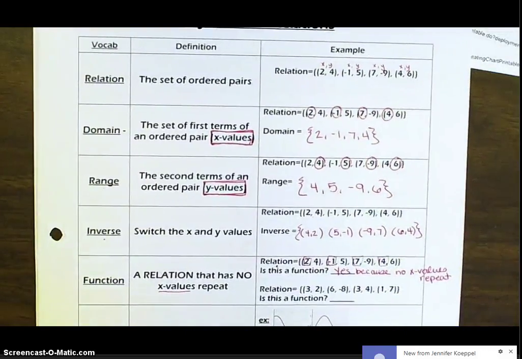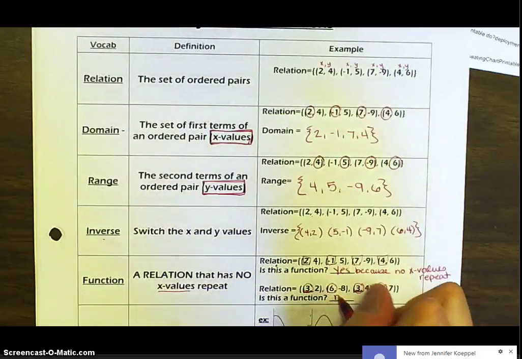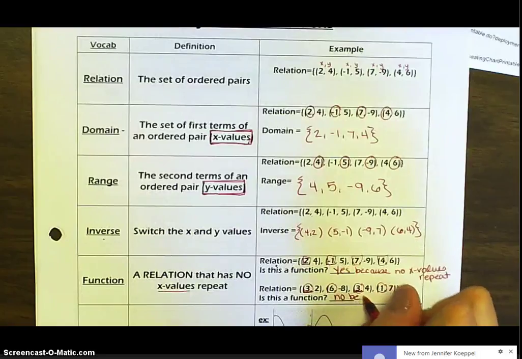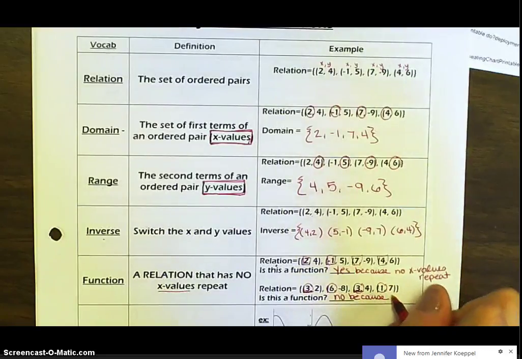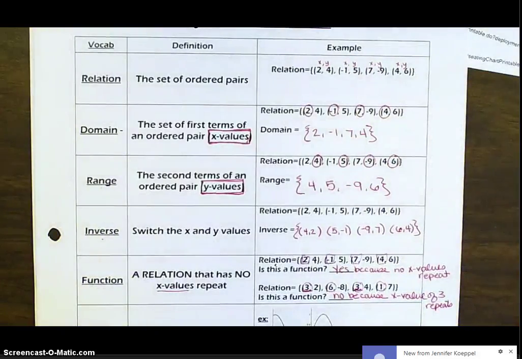Okay, now let's take a look at the next relation. We have x values of 3, 6, 3, and 1. If I take a look here, I have 3 and 3, so my x values repeat. Is this a function? No, because the x value of 3 repeats. So it is not a function.